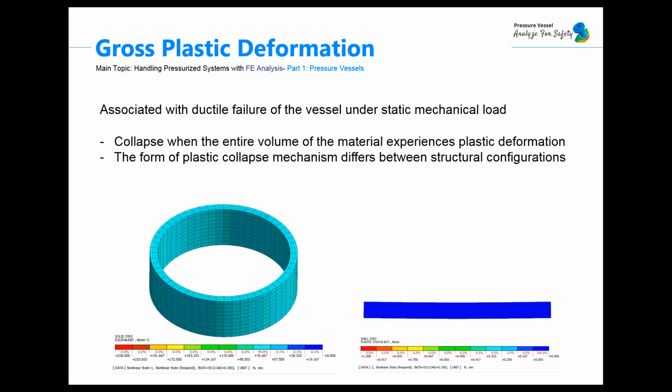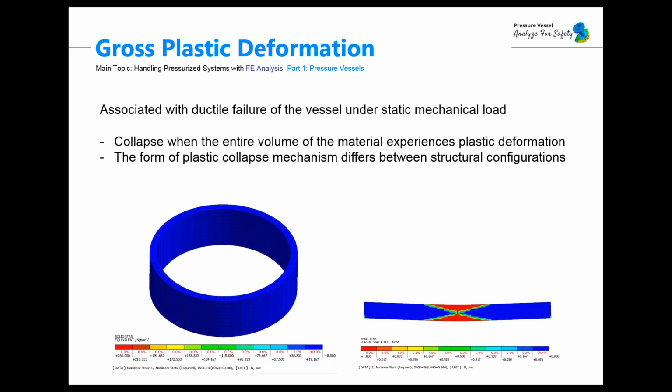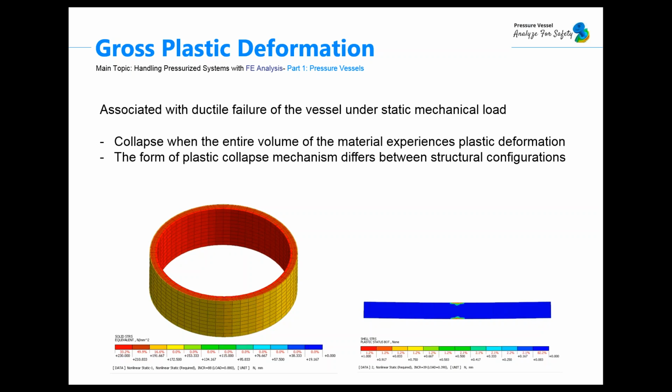The form of plastic collapse mechanism differs between structural configurations, and this is why those pictures have been presented, because in some cases the entire volume of the structure experiences plastic deformation and failure, but in other cases only local regions of the body experience plastic straining, with the rest remaining elastic. The picture on the left describes the first situation, when the wall experiences, let's say, full or global plasticity. In the picture on the right, we are observing a simply supported beam, and using the contour of the plastic status, we are observing local plasticity.